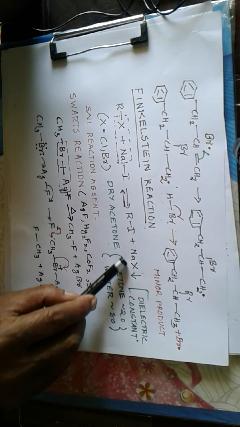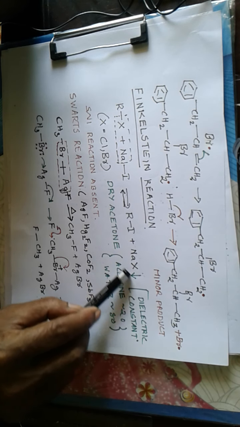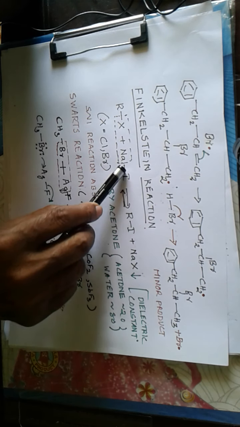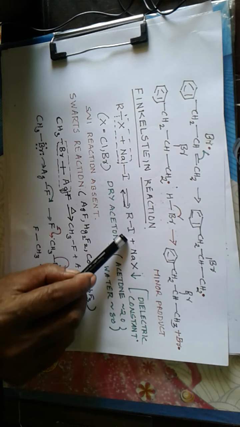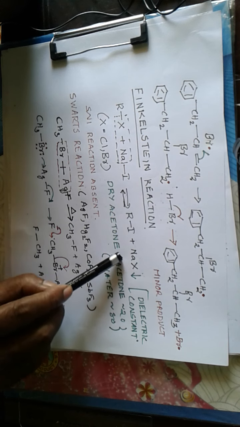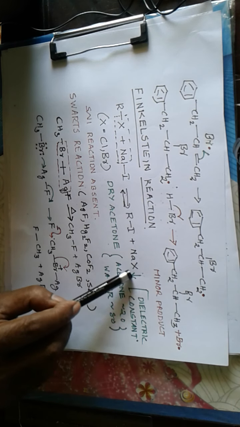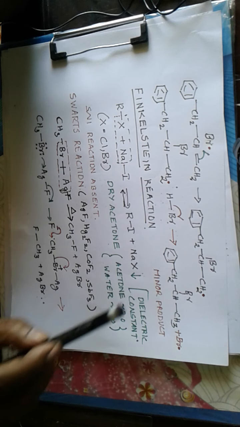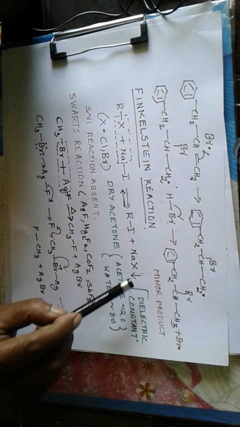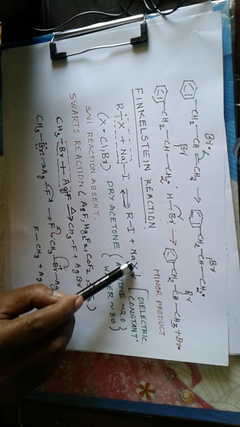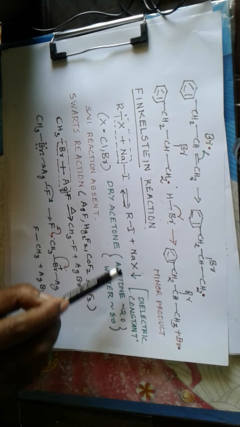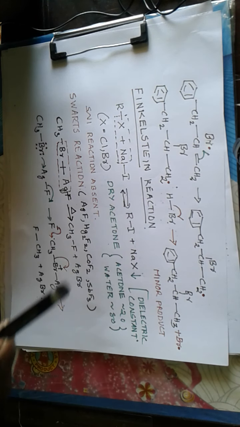And when NaX, that is NaCl or NaBr, is precipitated, it is removed from the equilibrium, and so the forward reaction is favored. We get alkyl iodide. So dry acetone is important because it is a non-polar medium, and in that medium this reaction occurs in the forward direction because NaX is removed from the site of equilibrium. So as you remove the product from the site of equilibrium, the forward reaction is speeded up.